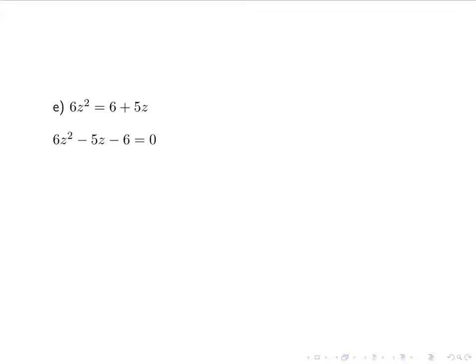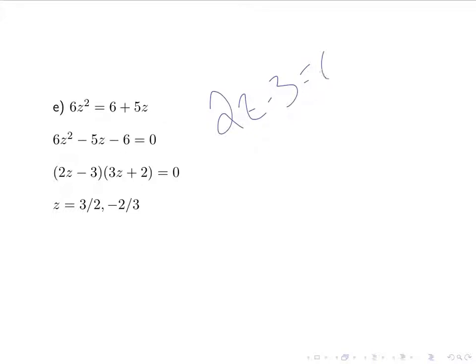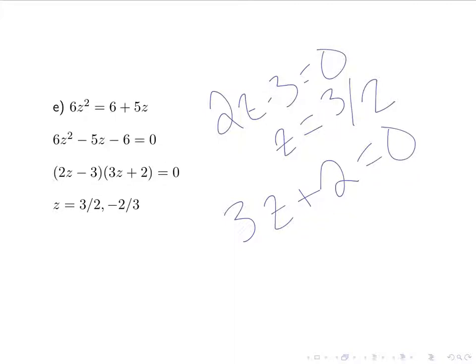So be careful in the factorization here. The leading coefficient is not 1, so you're going to have to use the AC or the grouping method. But hopefully you get 2z minus 3 times 3z plus 2. And then if I set them both equal to 0, I kind of skipped a step here. So 2z minus 3 equals 0. Z would be 3 over 2, right? Add the 3, divide by the 2. Or 3z plus 2 equals 0. Z equals, subtract the 2, divide by 3. So you get 3 over 2 or negative 2 over 3.